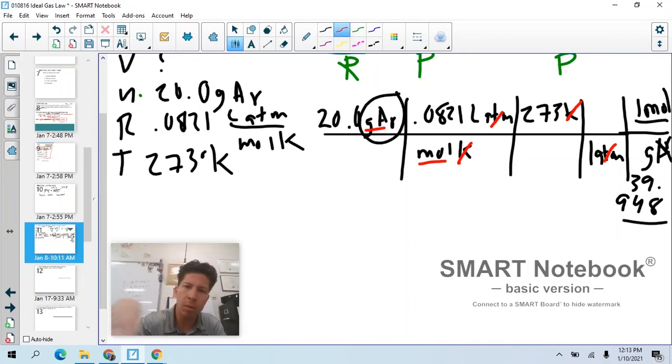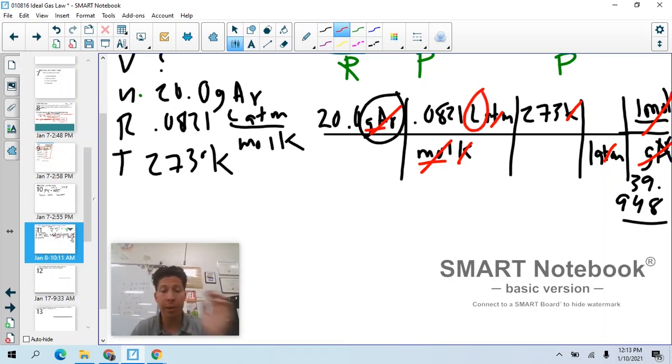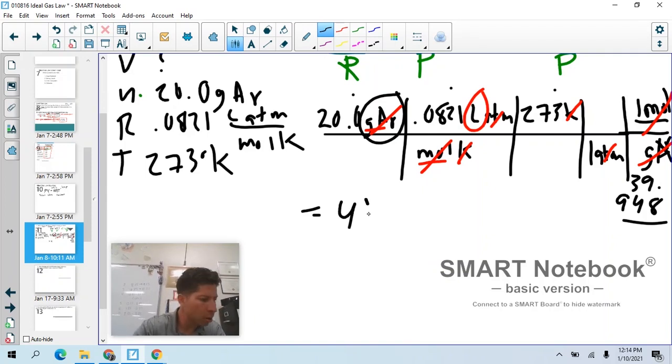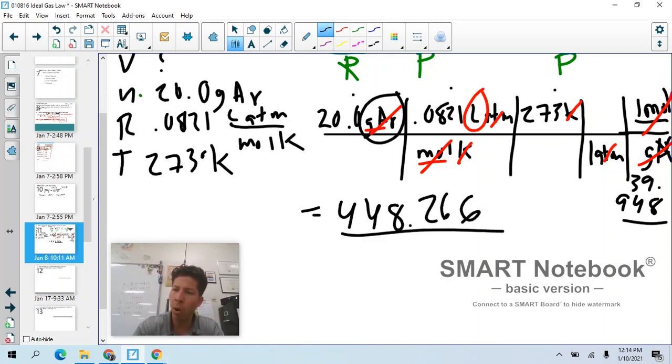Now my grams of argon cancels with grams of argon. Moles cancels with moles, and I'm left with liters. All right, so run those numbers. 20 times 0.0821 times 273. I get 448.266. Divide that by 1 times 39.948.